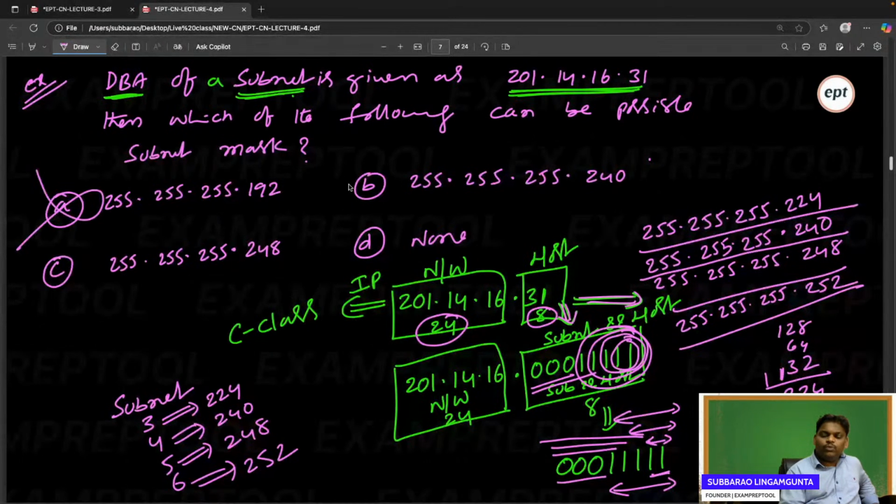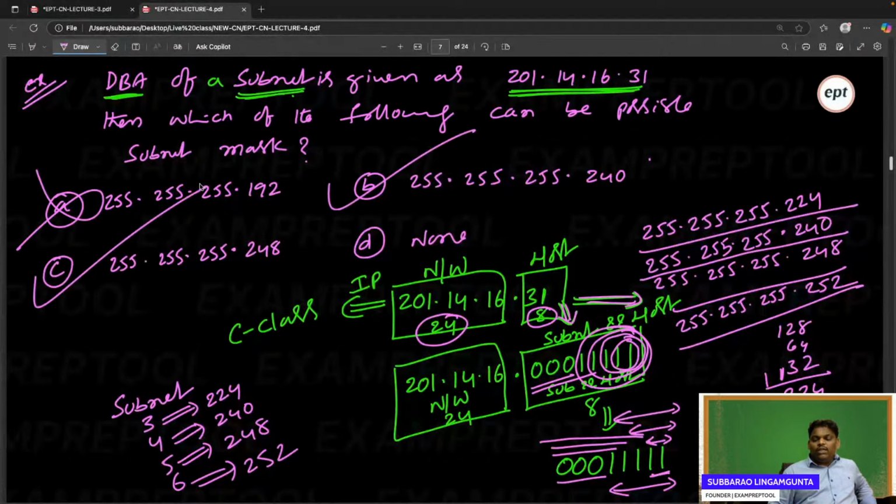This will be possible. 240 is possible, 248 is possible. Let me know if anyone has any objection. Very few people can get it. The only dilemma in this problem is we don't know how many bits are for the subnet. Really, how many bits for the subnet? We don't know.